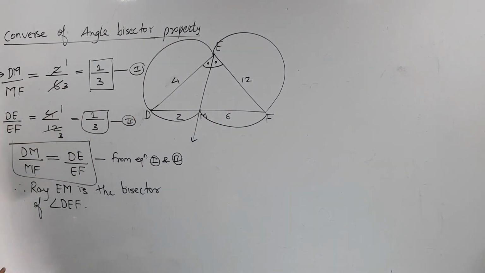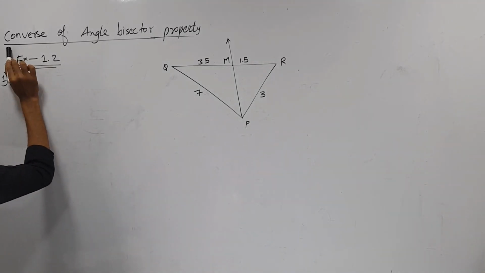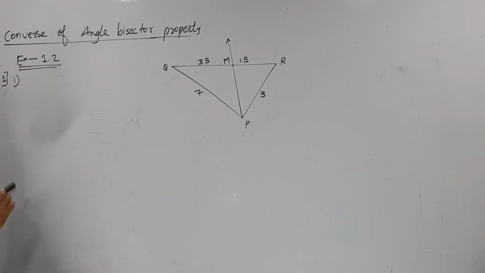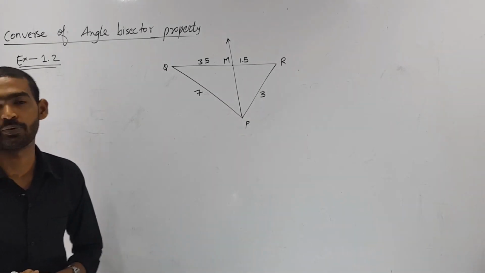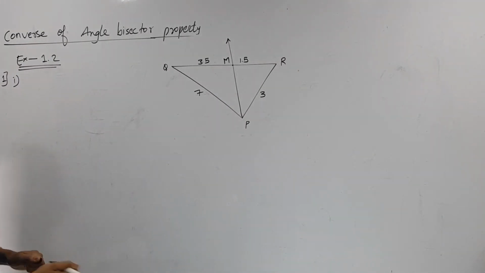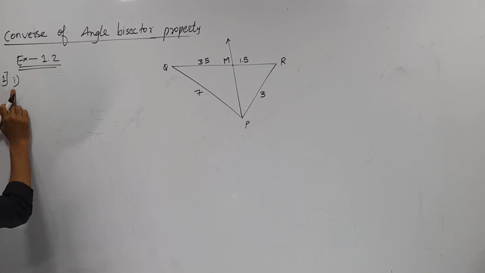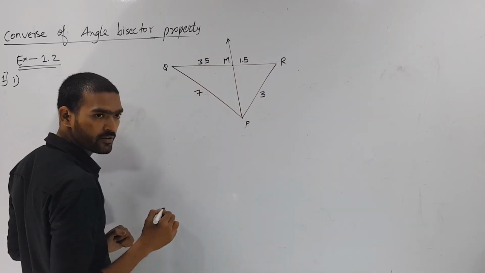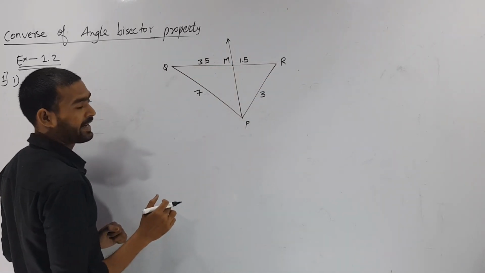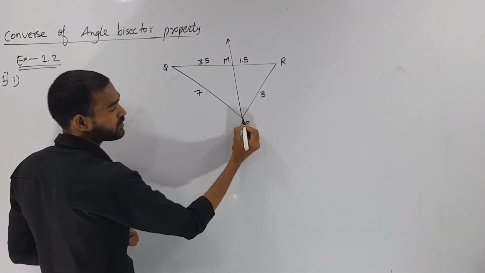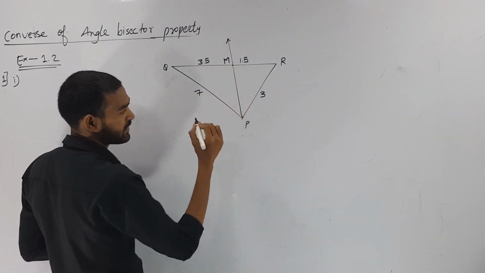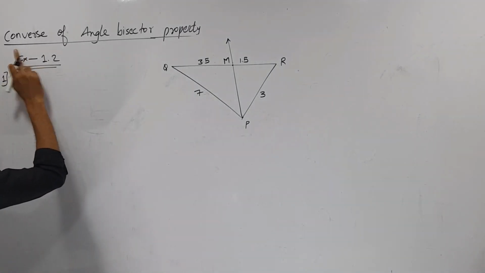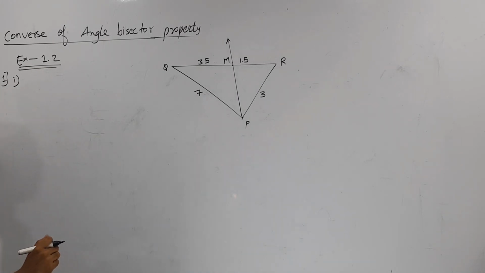Today we'll find the converse of angle bisector property application in your textbook. So let us begin with the exercise. Question number 1, first sub question. The given is triangle PQR. Values are given and we need to check whether this PM is an angle bisector or not. We will prove it with the help of the converse of angle bisector theorem or property.